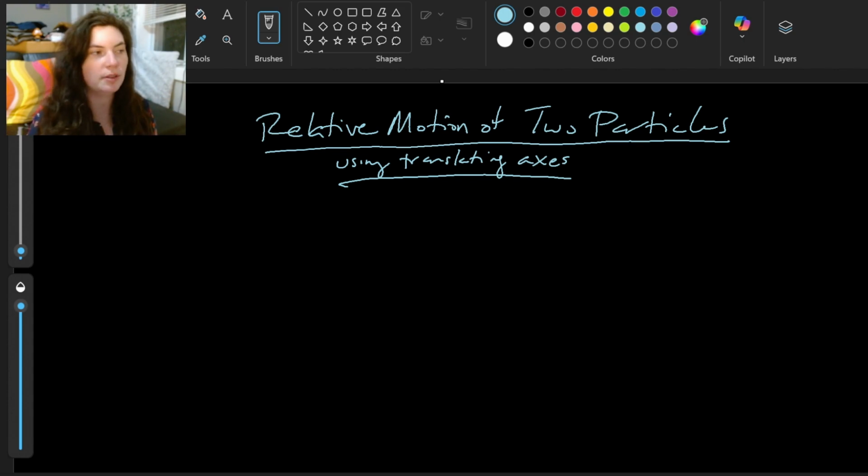So for example, maybe it makes more sense to talk about how fast a propeller is spinning on the front of a plane relative to the plane, rather than trying to account for the plane's motion and how it's moving with respect to that.